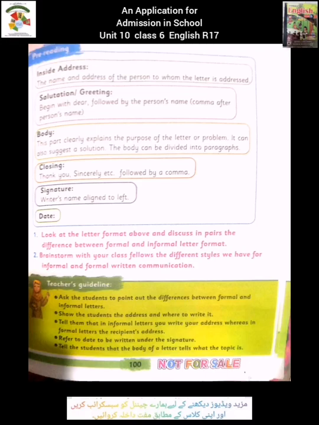Body: this part clearly explains the purpose of the letter or problem. It can also suggest a solution. The body can be divided into paragraphs, like the main purpose or the main information is given in the section of the body. Closing: when you say thank you and you say yours sincerely, then at the end as a signature you write your name, and at the last of the letter you write the date. So this is the common pattern of the letter.